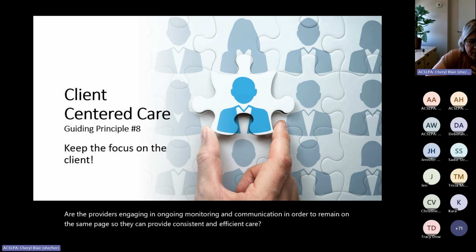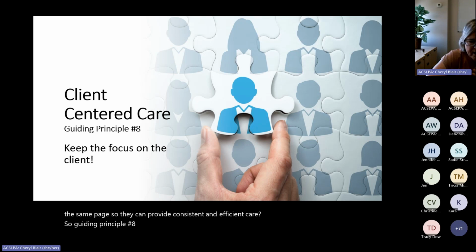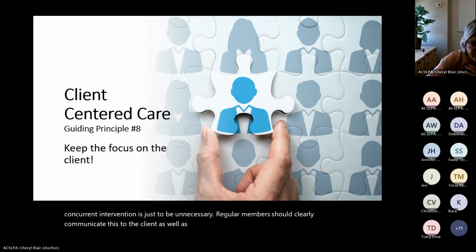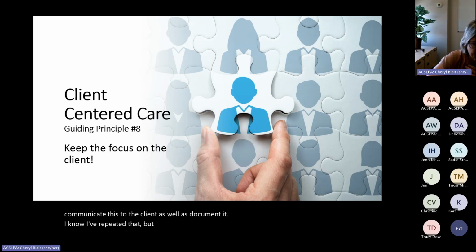So guiding principle number 8 on page 7 of the Concurrent Practice Guideline indicates that if a concurrent intervention is judged to be unnecessary, regulated members should clearly communicate this to the client as well as document it. I know I've repeated that, but thought it was worth repeating.